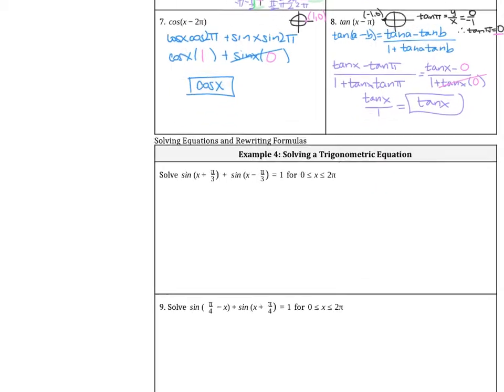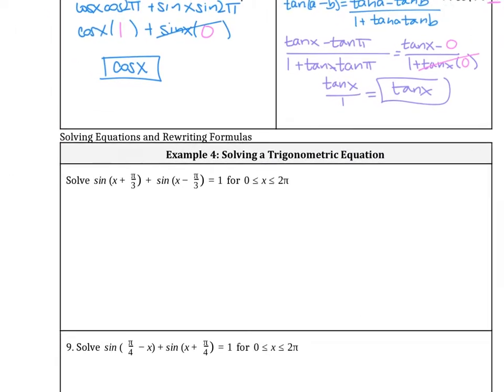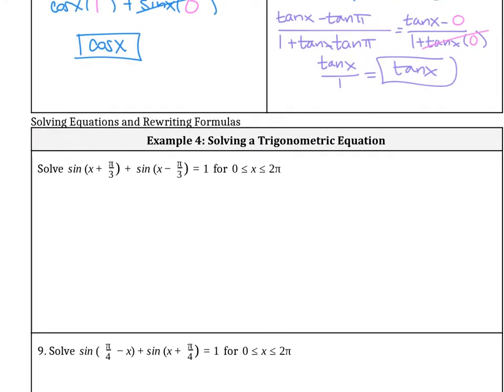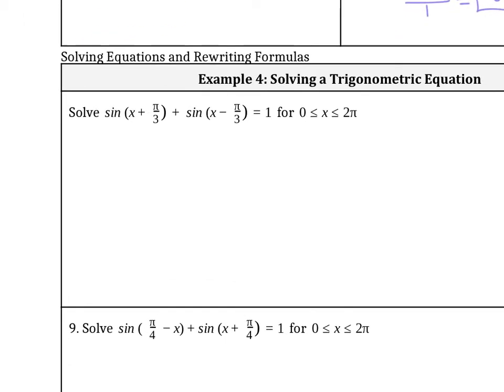Now let's go ahead and try solving trig equations. If you notice, we have sine of x plus pi over 3 plus sine of x minus pi over 3 equals 1. And we're looking for values in one period, so 0 to 2 pi. What we're going to do is use the sum formula for sine of x plus pi over 3. So let's plug it in.